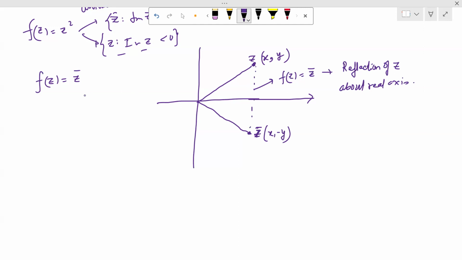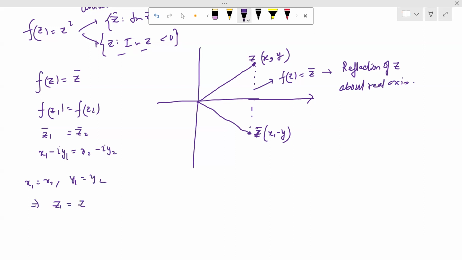We have to see whether this function is 1-1 or not. So clearly, if I take f(z1) = f(z2), it is equal to z1 bar = z2 bar. And z1 bar is, let's say, x1 - iy1, and it is, let's say, x2 - iy2. It implies that x1 must be equal to x2, and y1 must be y2. It implies z1 has to be equal to z2. Clearly, this is a 1-1 function.